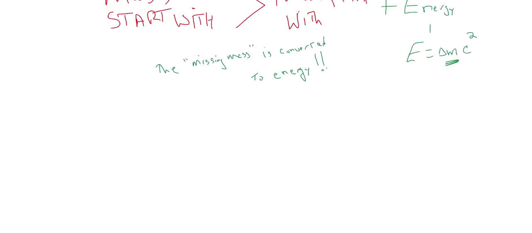And boy, that missing mass creates a lot of energy because it's equal to delta M, that missing mass, times c squared. And c squared is 10 to the 16th, right? 10 to the 8th times 10 to the 8th. So you get a lot of energy out for a little bit of mass. So nuclear gives a lot of energy. Okay. What I'd like to do now is go through some of the math problems.